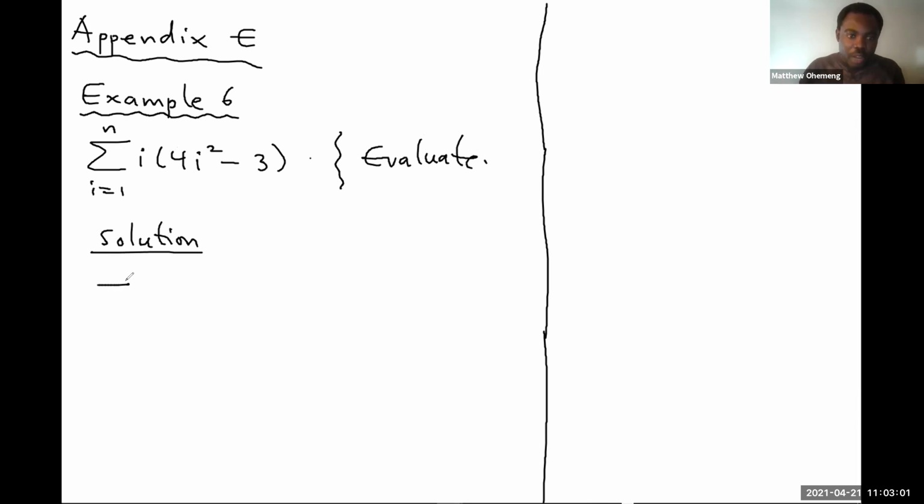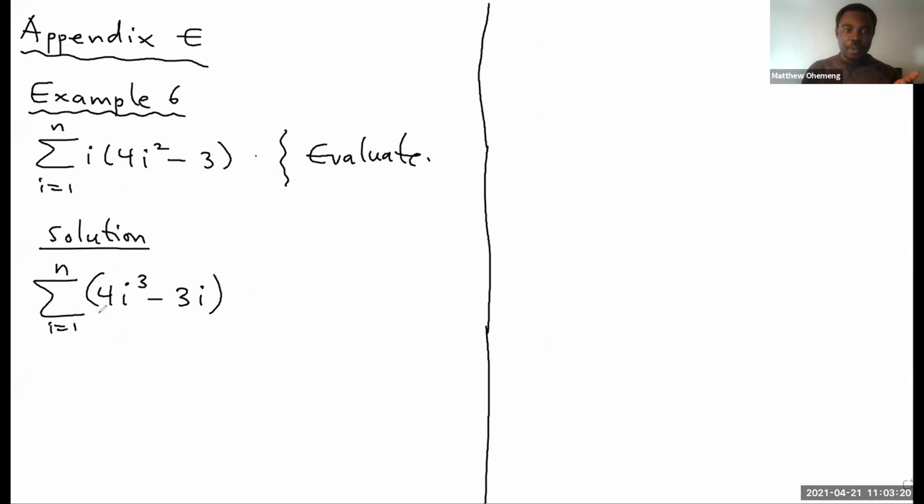Okay, so I'll just write sigma i from 1 to n, and then I'll distribute this i through, right? So i times 4i squared, that'd be 4i cubed, and then i times 3, so we have minus 3i, like so, right? But then from the properties, we learned that when you have the sigma notation and the expression in front is a difference, then you can apply the sigma symbol on each term, right? So that means this simplifies to sigma i from 1 to n of 4i cubed, minus sigma i from 1 to n of 3i, right?